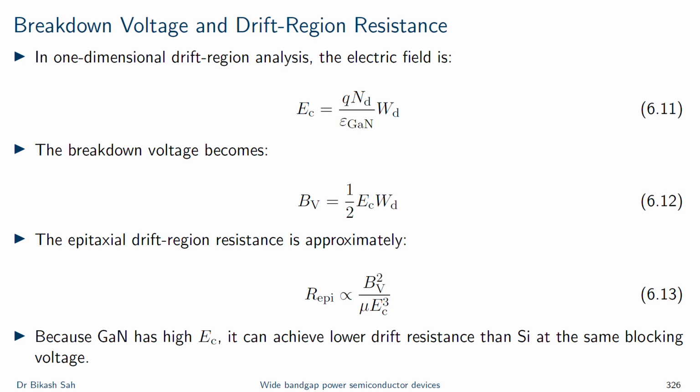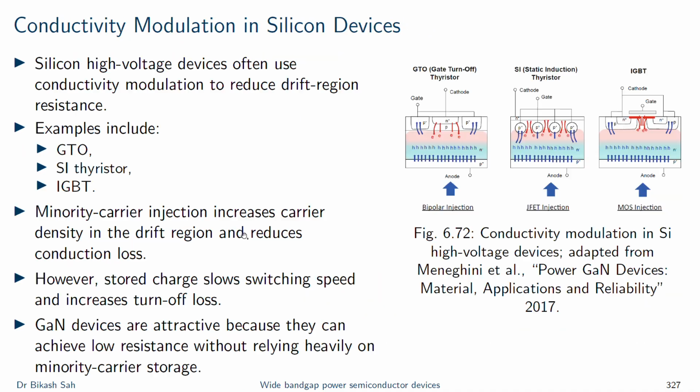I think these are a few points that we already discussed in the past. In lateral GaN especially, surface field management is often a real limitation. So the equation for the epitaxial drift region resistance that you see here gives the first order physical reason why GaN can theoretically support high voltage devices with low drift resistance.